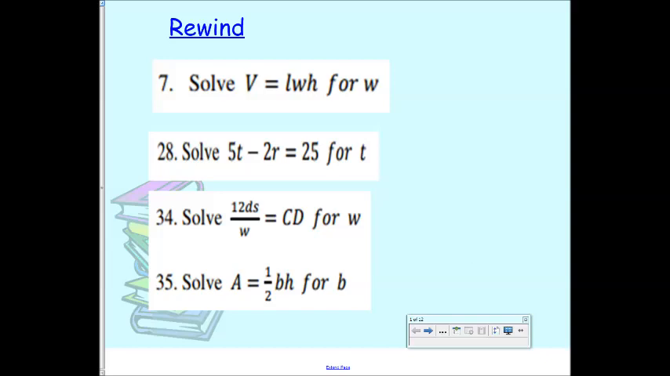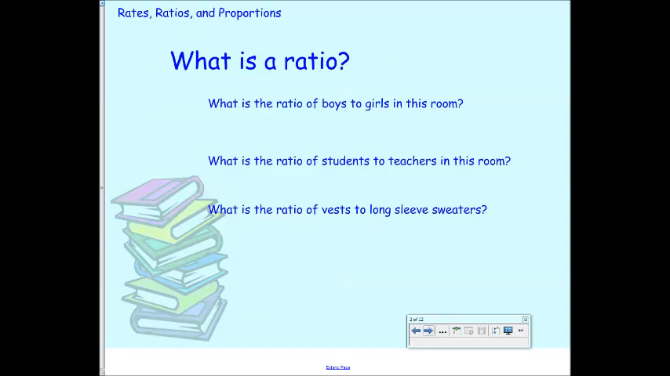We are going to take kind of a turn away from just solving equations for a little bit, and we are going to move into ratios and proportions and percents for the second half of this chapter. So it's a little bit of a change from what we've been doing. But what is a ratio? What is a ratio? Jesse?